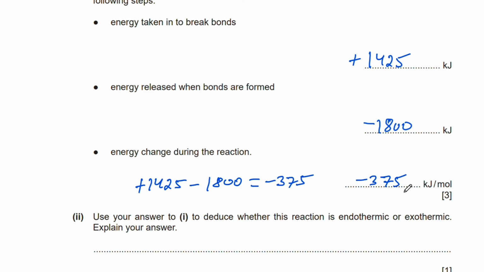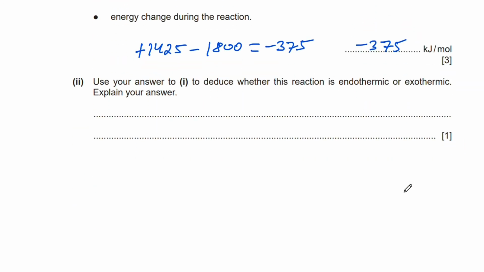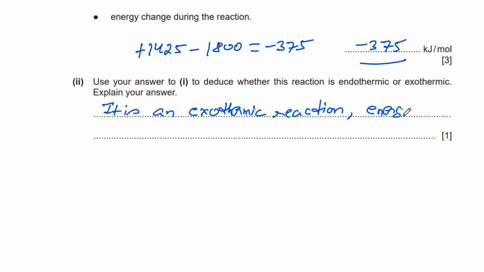Use your answer to 1 to deduce whether the reaction is endothermic or exothermic. Explain your answer. As we can see, the minus sign represents the energy being released. And when the energy is released, that is an exothermic reaction. So it is an exothermic reaction. As you can see, it's minus 375. Energy is released.